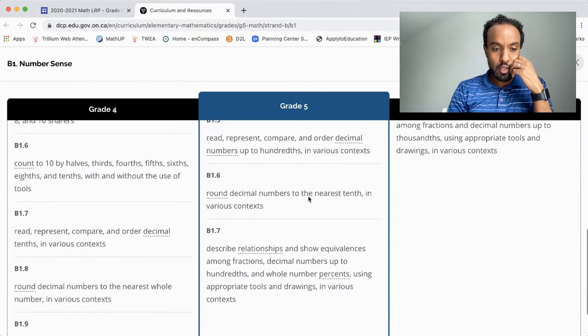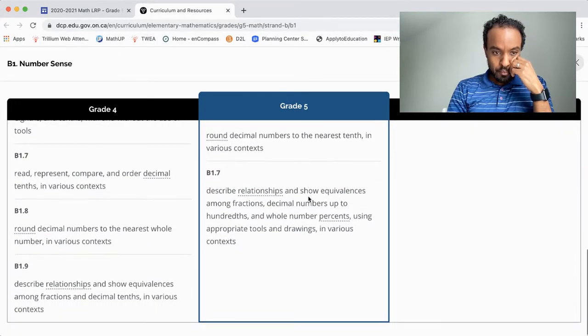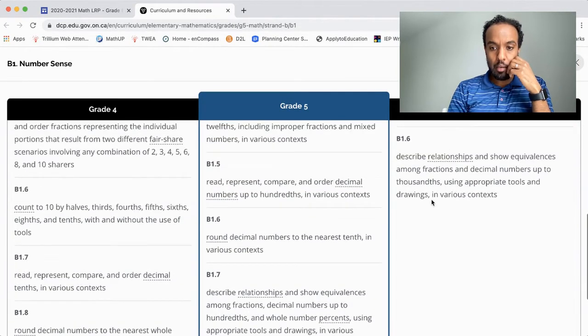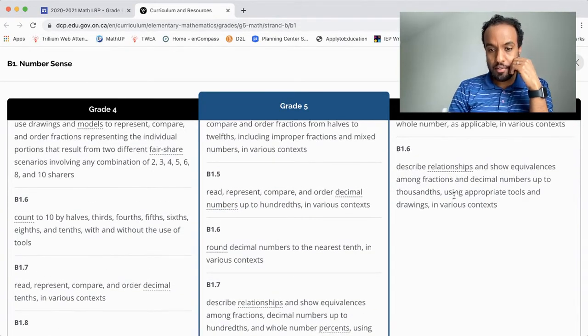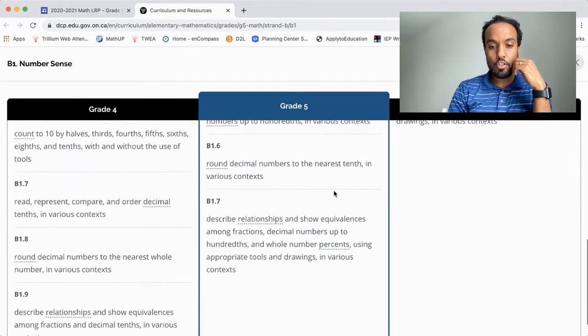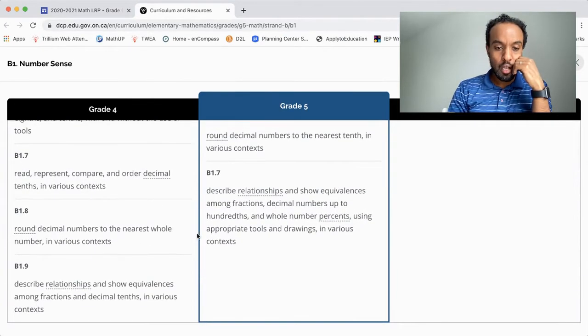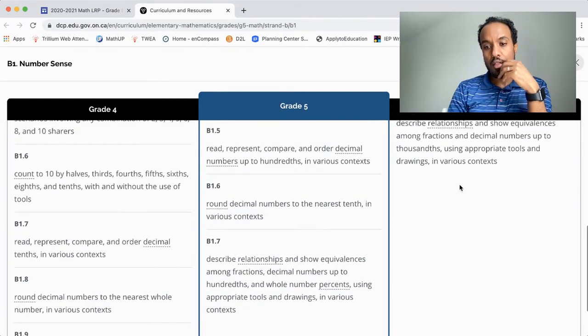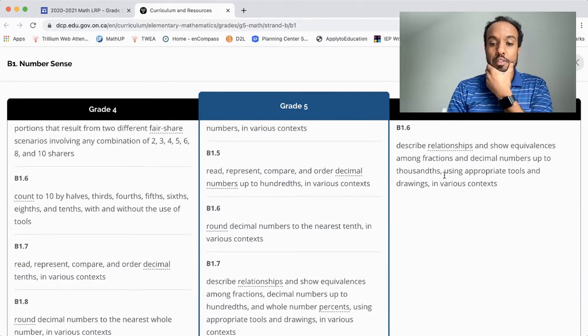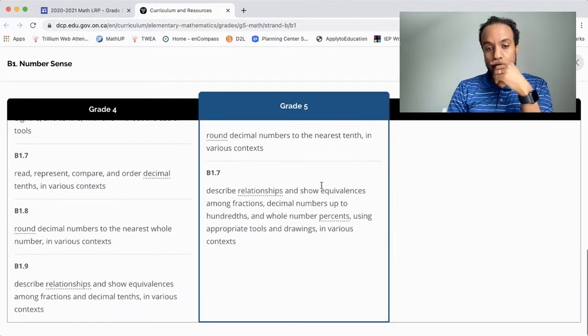I'm just going to scroll down. And then that's B1.9 for grade 4 and B1.6 for grade 6. So you'll notice the progression in the decimals they deal with, in tenths, hundredths, and then thousandths, and fractional equivalency. Also, percents are included in that in grade 5.